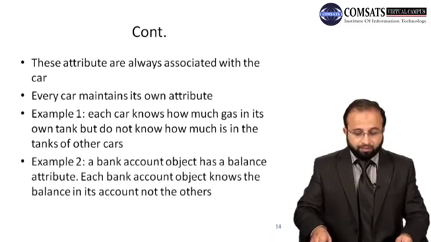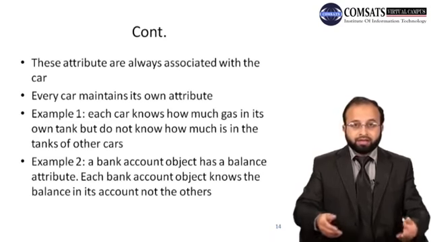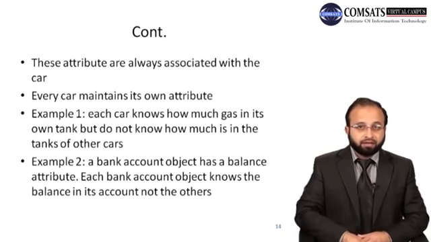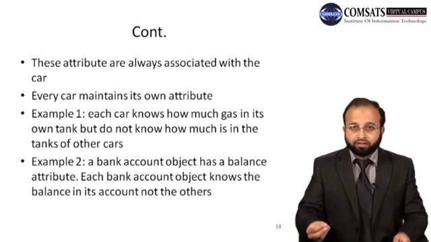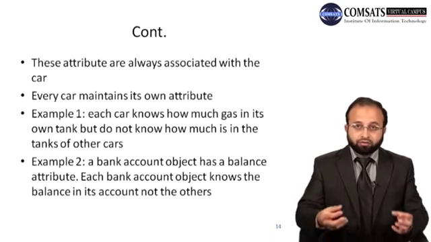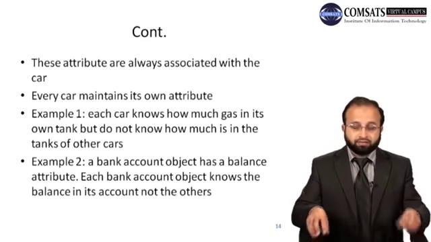Similarly, another example could be a bank account object has a balance attribute, and each bank account object knows the balance in its account, not the others. For example, the color attribute. The color of my car is black. Maybe the color of your car is white. So the attributes are different and they belong to the particular car by itself, right?